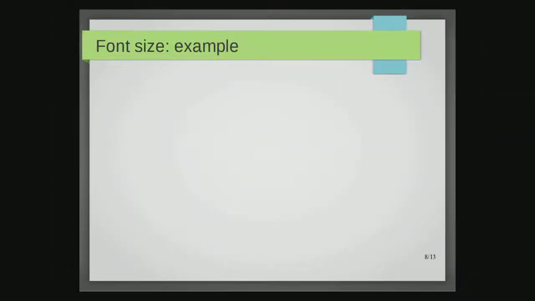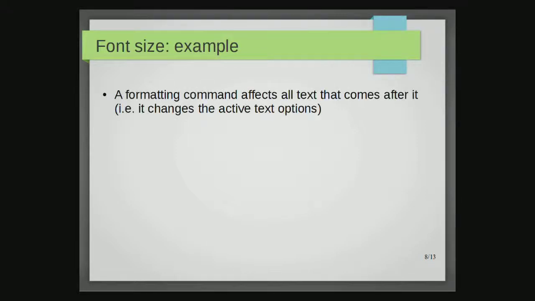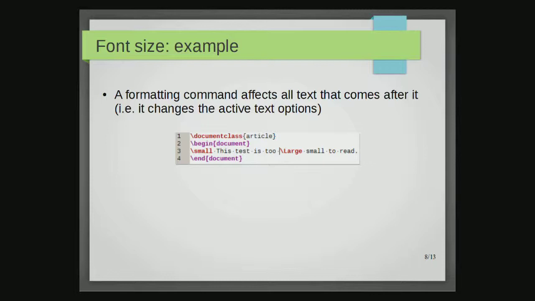So let's have a look at an example of a font size command. But we should first point out that formatting commands, when they have no arguments like the font sizes, actually change the active style. And so they affect all the text that comes after that command. So in this case, we have a small command, then "this test is", then a large command and "small to read". And the result is that "this test is" is written in small size and "small to read" is written in large size.